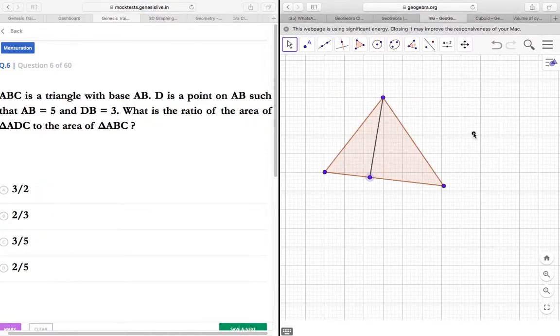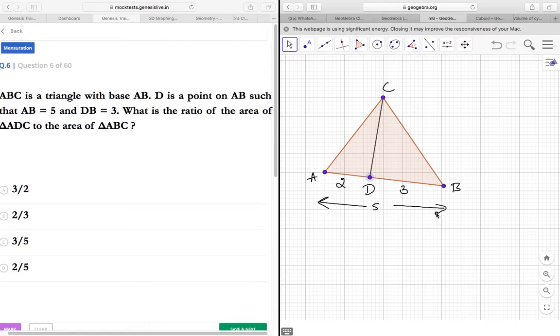Question number 6. ABC is a triangle with base AB. This is AB and this is C. D is a point on AB such that AB is 5 centimeters, DB is 3. They have not given the unit, so 3 units. And if this is 3 units, AD is going to be 2 units. AD is 2 units and AB is 5 units.